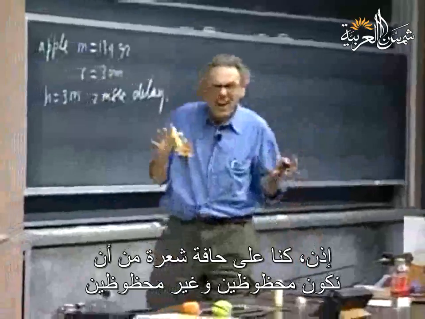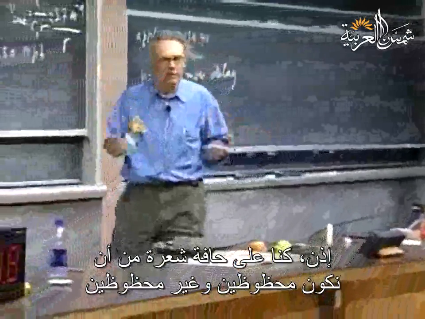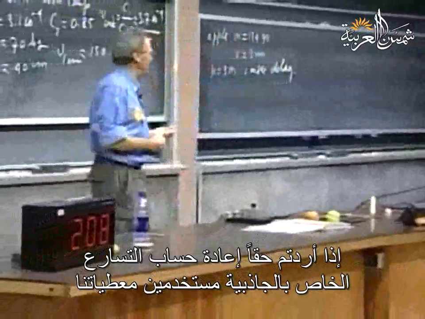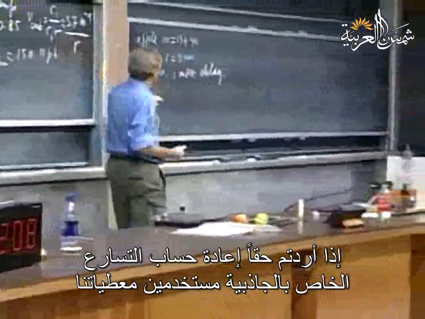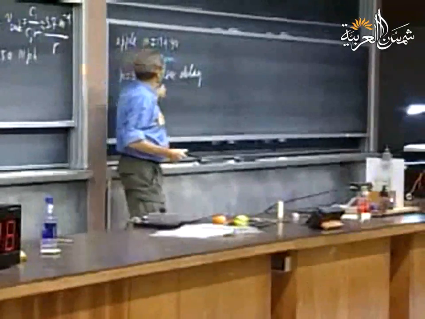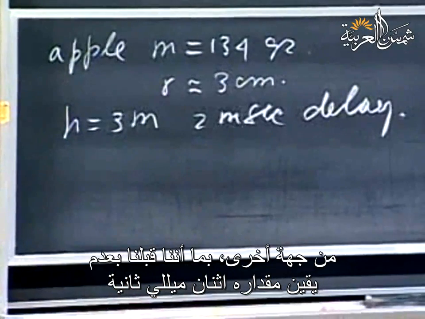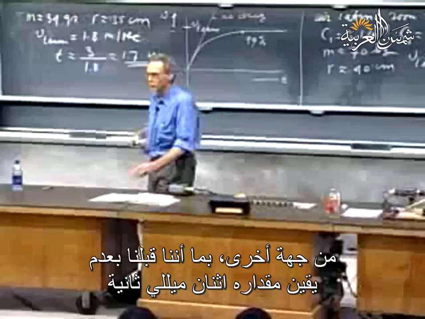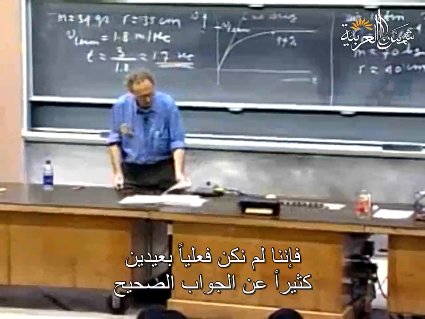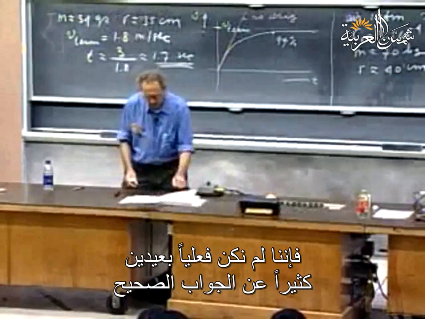So we were on the hairy edge of being lucky and unlucky. If you really want to recalculate the gravitational acceleration using our data, you should really subtract the 2 milliseconds from the time. On the other hand, since we allowed a 2 millisecond uncertainty, we really weren't too far off.